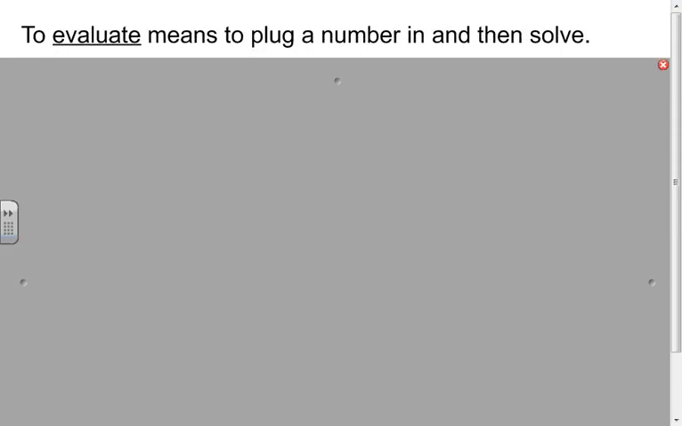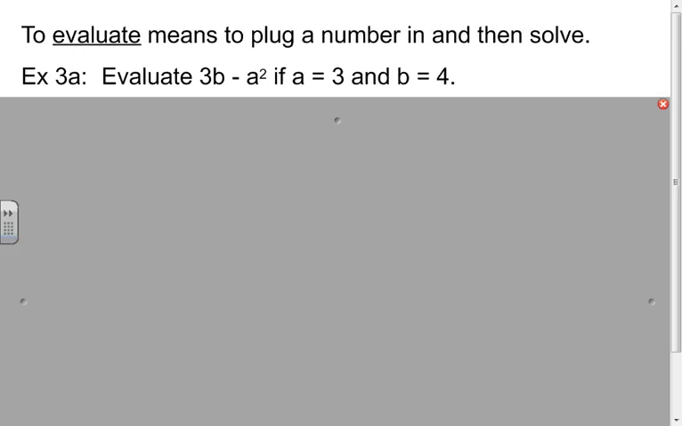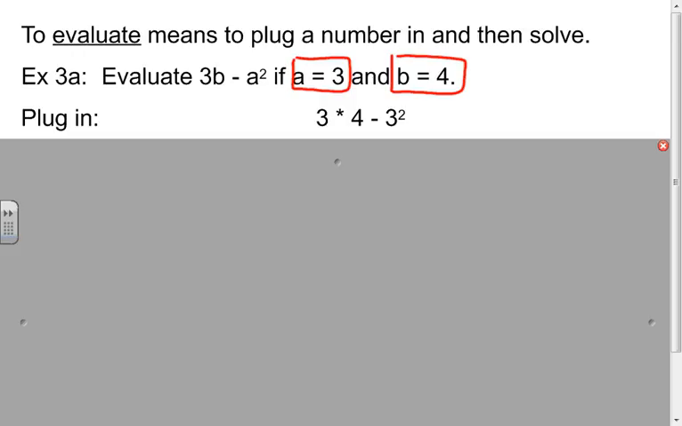To evaluate, if the directions tell you to evaluate, that means plug in numbers and then solve the problem. So if I had a problem that said, evaluate 3b minus a squared, if a equals 3 and b equals 4, that means that I have to plug in 3 for a and 4 for b in my problem. So the first step is to plug those numbers in. Okay, so I took the 4 and I plugged it in there. I took the 3 and I plugged it in for a right there.